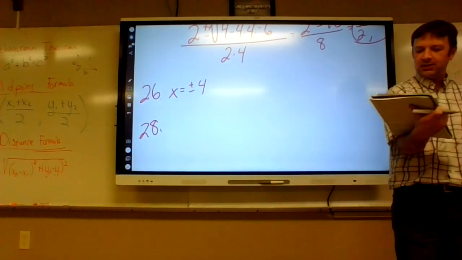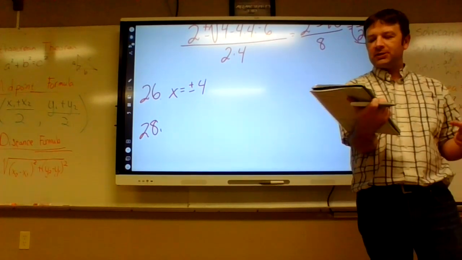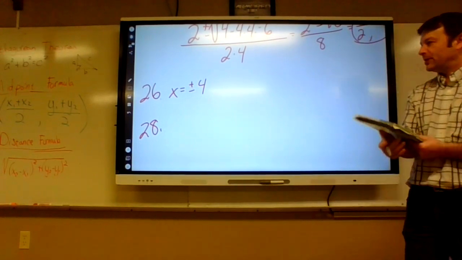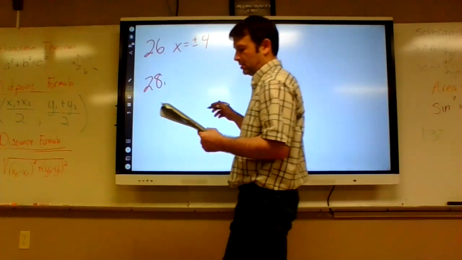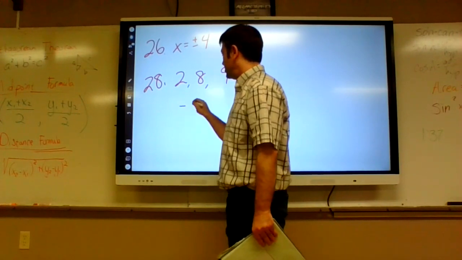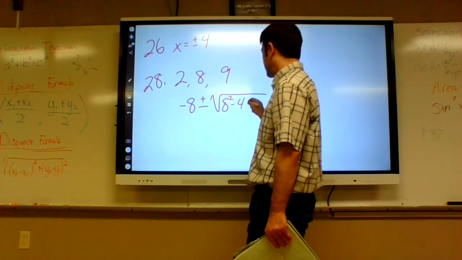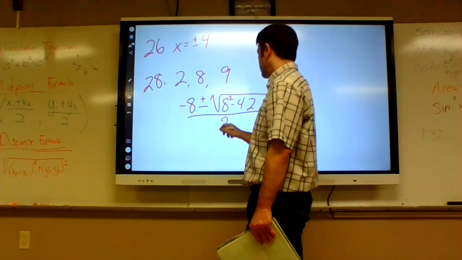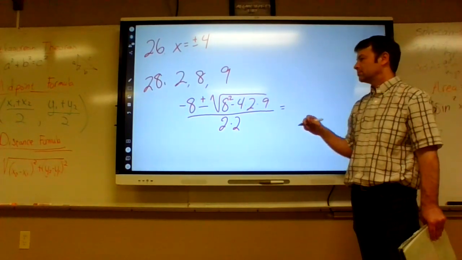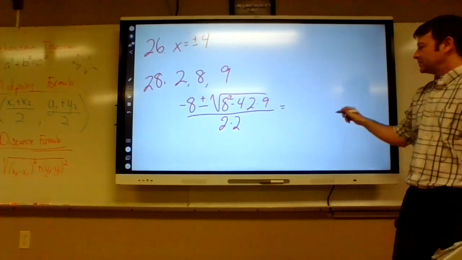It's really quick. 28. It looks possibly like it might factor, but it actually doesn't factor. So if it doesn't factor, what do we have to do? Quadratic formula. What's my A, B, and C? 2, 8, 9. Negative B plus or minus square root of B squared minus 4AC over 2A, right? So that's 64 minus 72, which is negative.